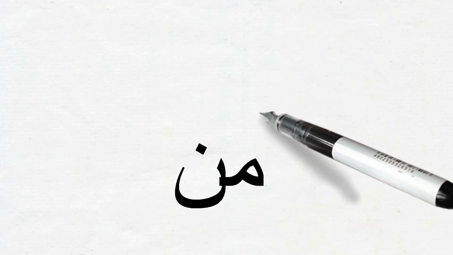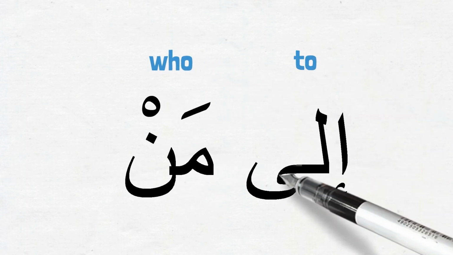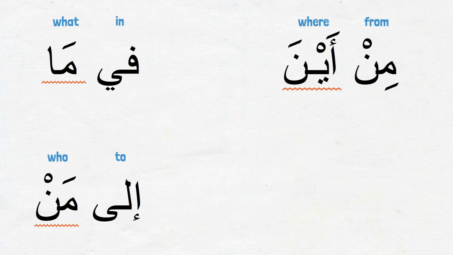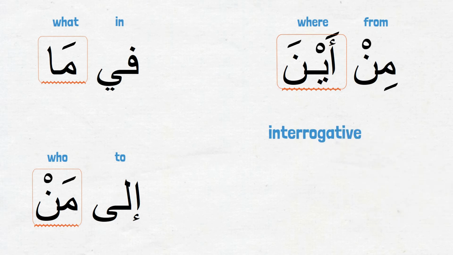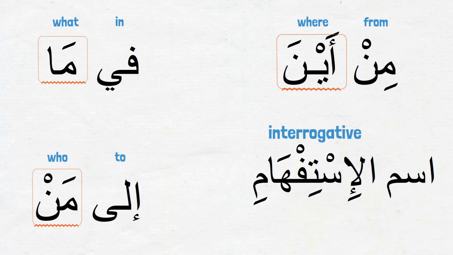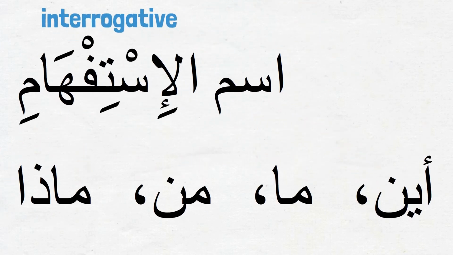Another misbehaving ism is man, who. If we want to say to whom, we say ila man. See, it's not changing either. Man is also one of these ism words that do not show signs of change in state. If you notice, all these ism are interrogative ism, or the type of ism that is used for questioning. They are called ismul istifham in Arabic. Let me list all ismul istifham that we learned so far: aina, ma, man, and madha.